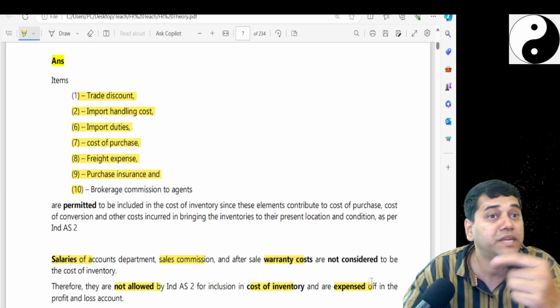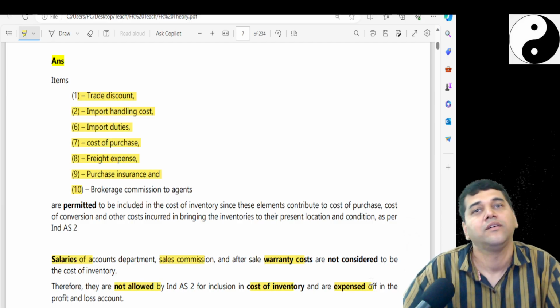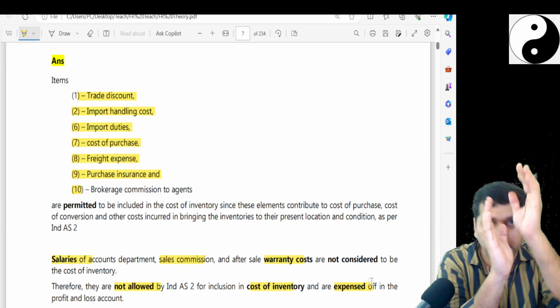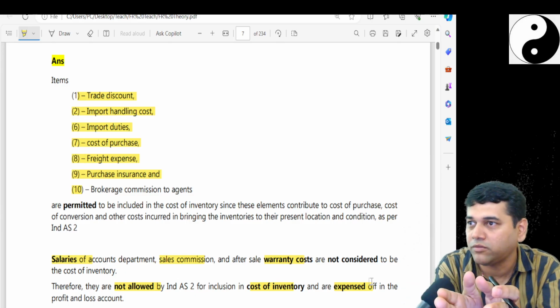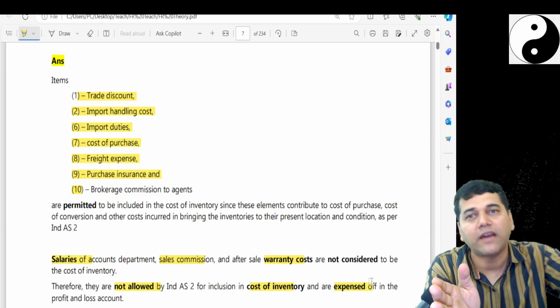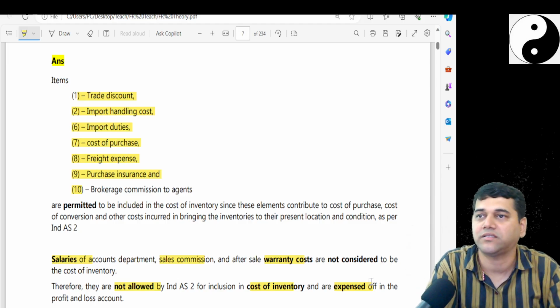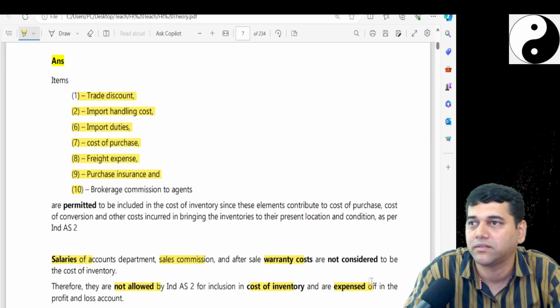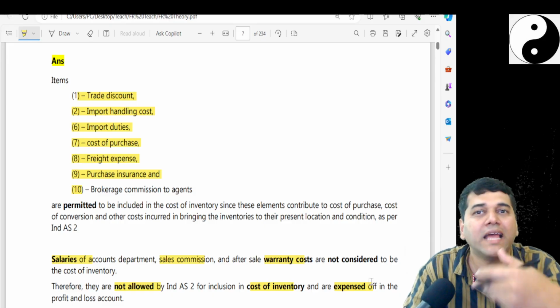expensed off. What is the meaning of expensed off in the P&L? Nothing. You pass an accounting entry transferring it to the P&L account. At the end of the year, for valuation of inventory, you don't add it. That's it. Automatically it becomes an expense. That's what we call expensed off.